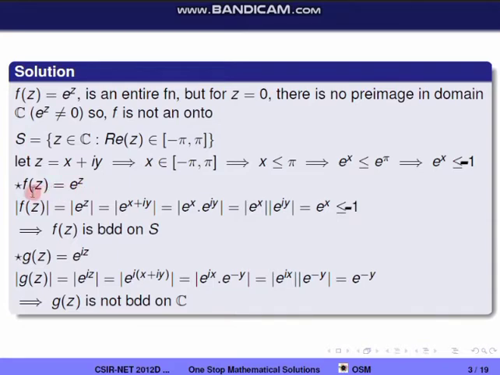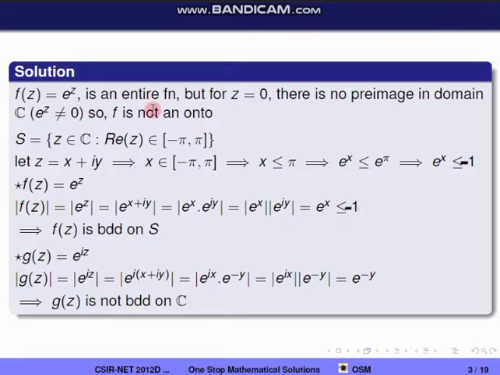So now consider f of z is equal to e^z. To check f of z is bounded, we have to take its modulus value. So mod f of z is equal to mod e^z, that is equal to mod e^(x+iy). Now I can split both the terms. So this is equal to modulus e^x into e^(iy). Again we can split this modulus value. So this is equal to modulus e^x times modulus e^(iy). We know modulus e^(iy) is always 1. So this is equal to modulus e^x, and exponential is always positive, so we can neglect the modulus sign. So this is equal to e^x.